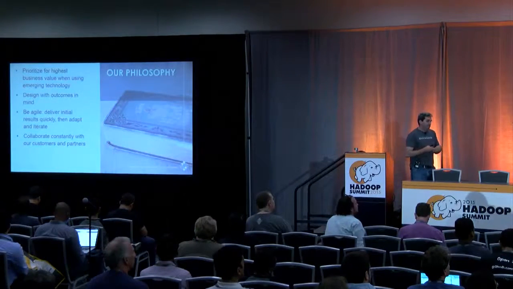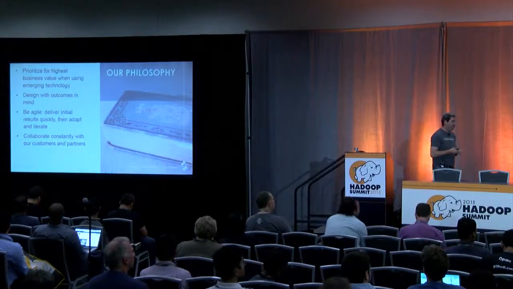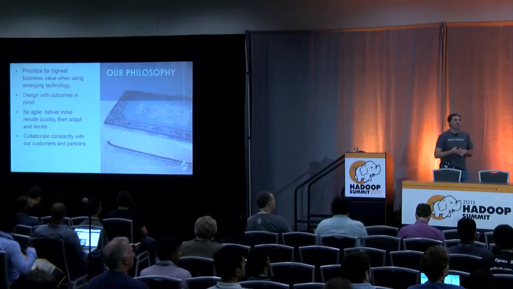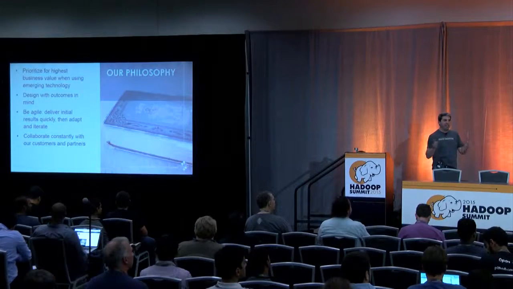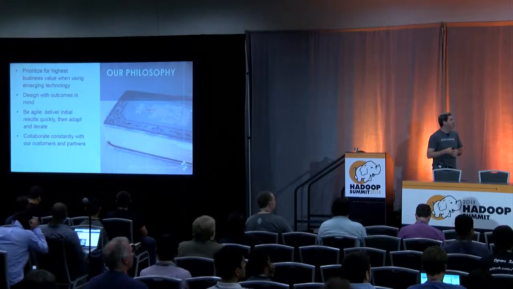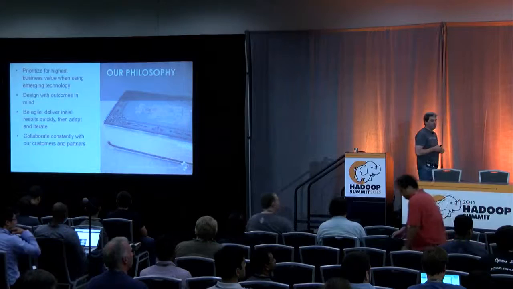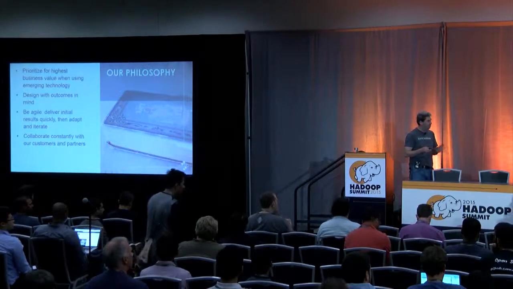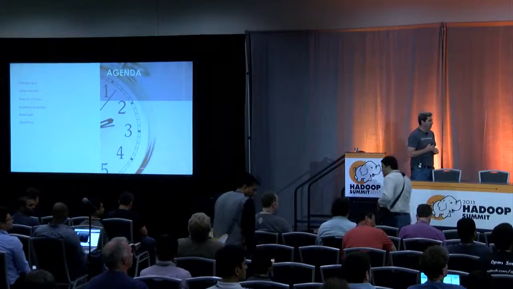This is us. We're a small boutique data science and data engineering company, based out of Mountain View, but we have people all around the US. This is our philosophy when we do our consulting. The first thing we want to do is identify the business need, go for that, and iterate through using an agile process. And obviously we always want to collaborate with our customers as we work through that process.